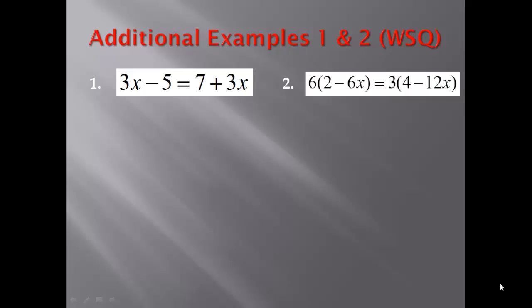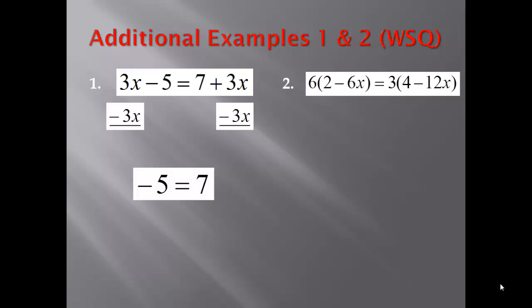For number 1, we have 3x minus 5 equals 7 plus 3x. The first step is to subtract 3x from each side. We're going to be left with negative 5 equals 7. This is not true, so our answer would be no solution.